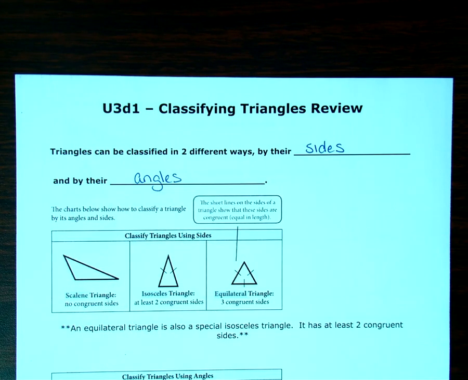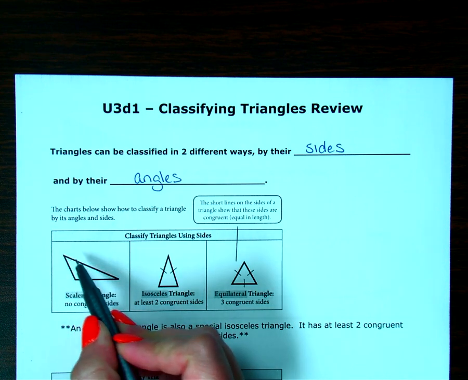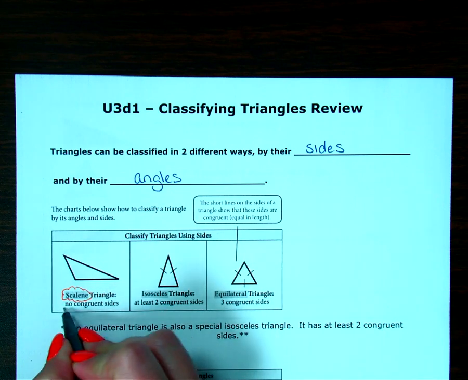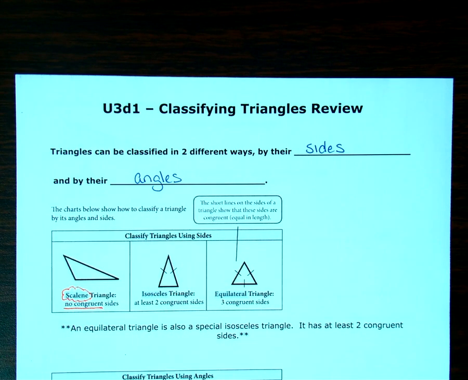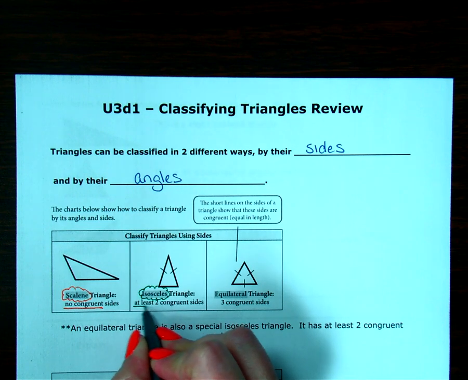Okay? So the charts below in these notes are going to show us how to classify triangles by their angles and by their sides. The first one we're looking at reminds us how to classify triangles using just the sides. So if all three sides of my triangle are different, then remember we call that scalene. There are no congruent sides. Okay, nothing congruent. In an isosceles triangle, we have at least two congruent sides. So isosceles, at least two congruent.